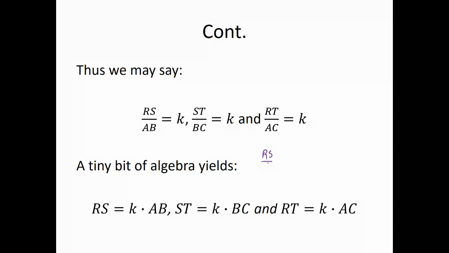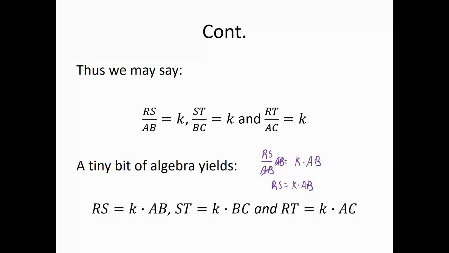So we have RS over AB is equal to k. Let me multiply both sides by AB. And then on the left-hand side, I have an AB over AB, which becomes simply 1, and then I get RS is k times AB. Okay, and also ST is k times BC and RT is k times AC.